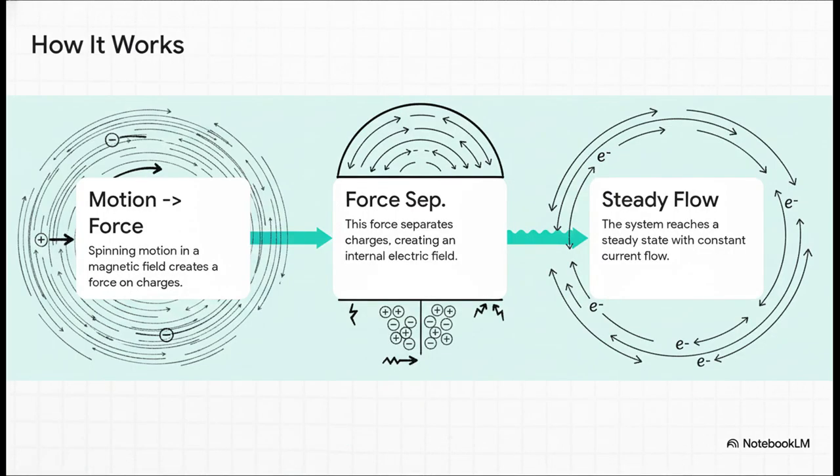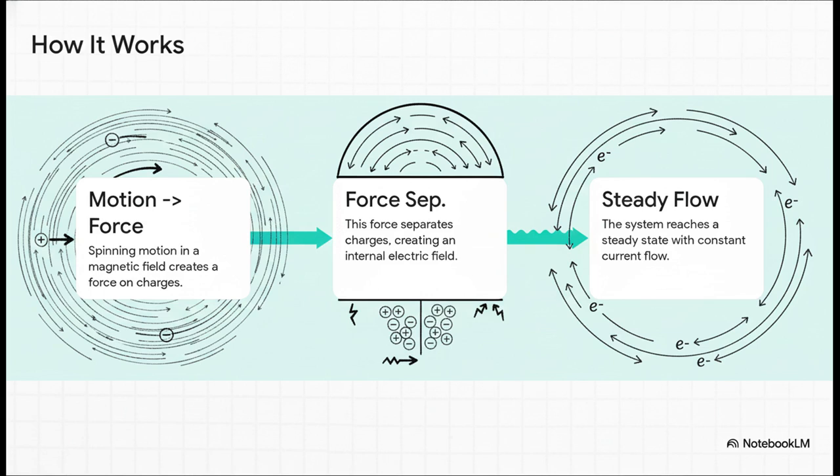So how does that actually work, step by step? Well, this slide breaks it down perfectly. It's really a 3-part story. First, the spinning motion creates a force on all the free charges inside the metal. Second, that force starts to push the charges apart, which creates its own little internal electric field. And finally, the whole system settles into what we call a steady state, where the electrons find a nice, constant path to flow in. So motion creates force, force creates separation, and that leads to a steady current.